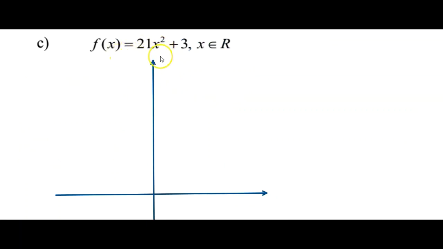For this example, I'm going to use a transformation approach to sketch this graph, because this quadratic function just consists of a term of x squared and a constant.